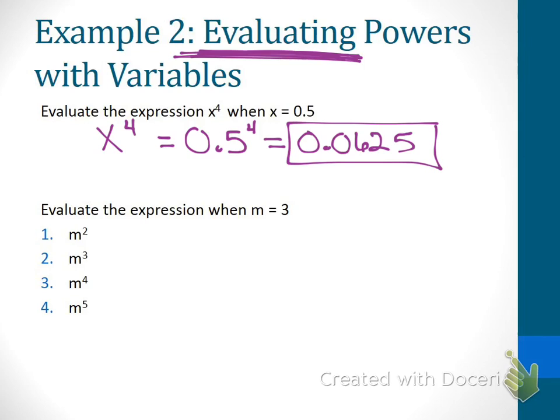All right, guys, let's go through these in order. Okay, so 3 squared is 9. 3 to the third is 27. 3 to the fourth is 81, and 3 to the fifth is 243. Okay, so evaluating is actually solving. Do you see the difference between examples 1 and 2? In example 1, we're just writing it as a power. We're not solving anything. Example 2, we're solving.